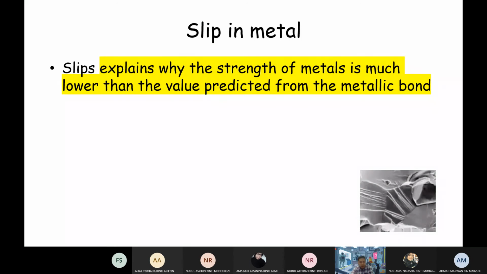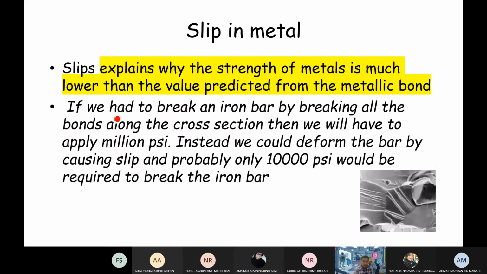Okay, slip explained why the strength of metal is much lower than the value that we predict from the metallic bonding. So let's say if we had to break an iron bar by breaking all the bonds along the cross section, then we will have to apply 1,000,000 pound per square inch. But instead, we can deform the bar. We introduce a dislocation into that material by causing slip, and probably only 10,000 pound per square inch is needed to break the iron bar. Okay.